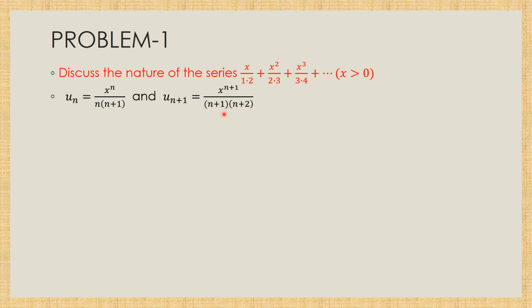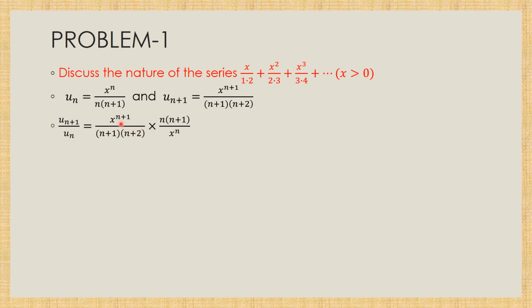Now un plus 1 divided by un can be written. Here un plus 1 is x power n plus 1 divided by n plus 1 into n plus 2, divided by un, since un is x power n divided by n into n plus 1. So we are dividing ratios here, so we write the reciprocal. That is multiplied with the reciprocal of the ratio, that is n into n plus 1 by x power n. Now cancel the common terms.